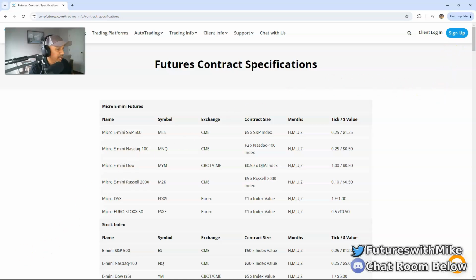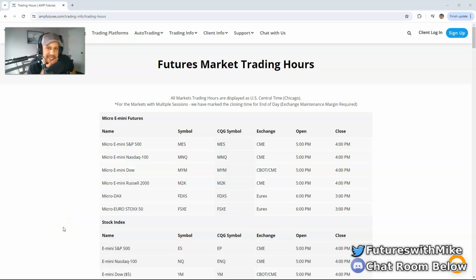Now, let's take a look at trading hours, because people are always asking what time the market opens, when it closes, and when it reopens. The beauty about trading futures, especially the indices, is that it's open 24 hours a day, Monday through Friday. The only day the market is really closed is Saturday, because the market does open back up on Sunday. So it closes on Friday and reopens on Sunday.